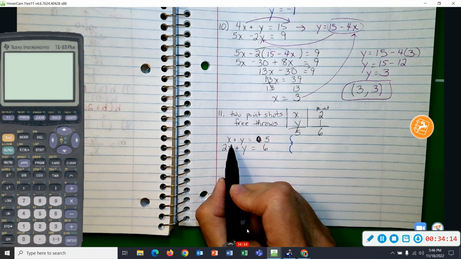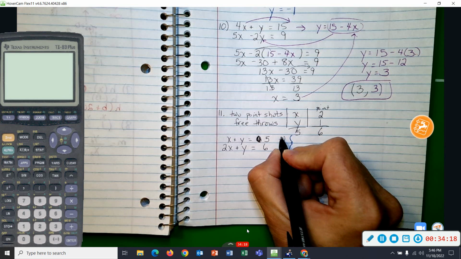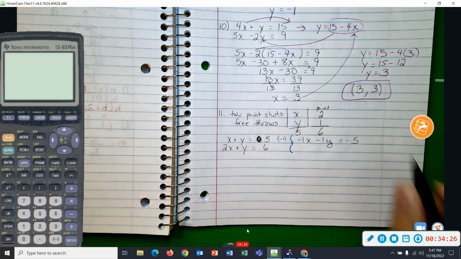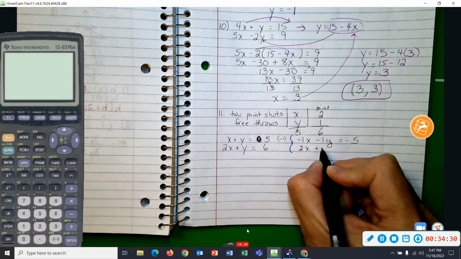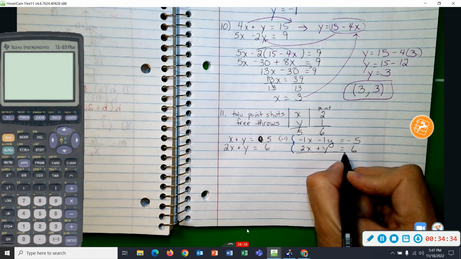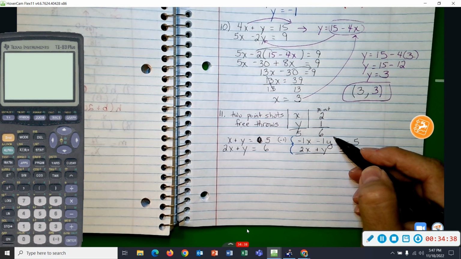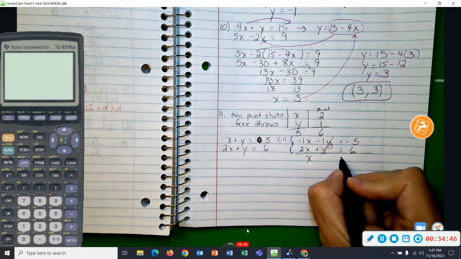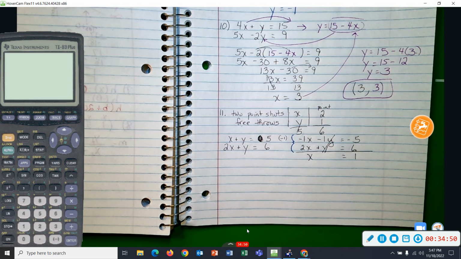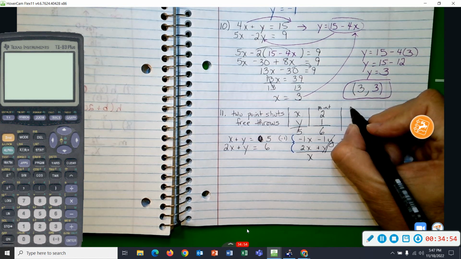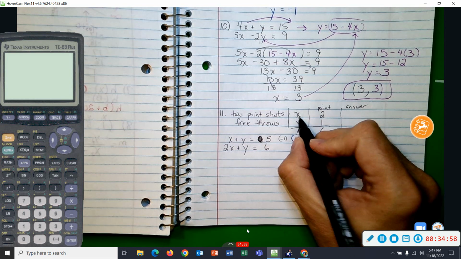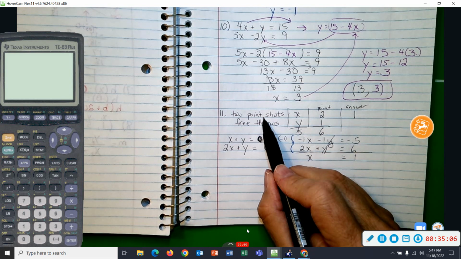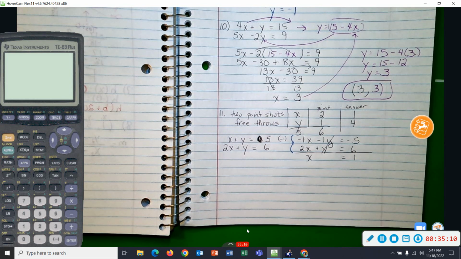I'm going to solve this with elimination by multiplying this top equation by negative 1. If I multiply that by negative 1, I'd have negative 1x minus 1y equals negative 5. And now I'm eliminating the y variable. Negative 1x plus 2x, 2x minus 1x is just x equals 1. So let's make an answer column. X is 1. So she scored five times altogether. That means she got 1 2-point shot and 4 free throws.